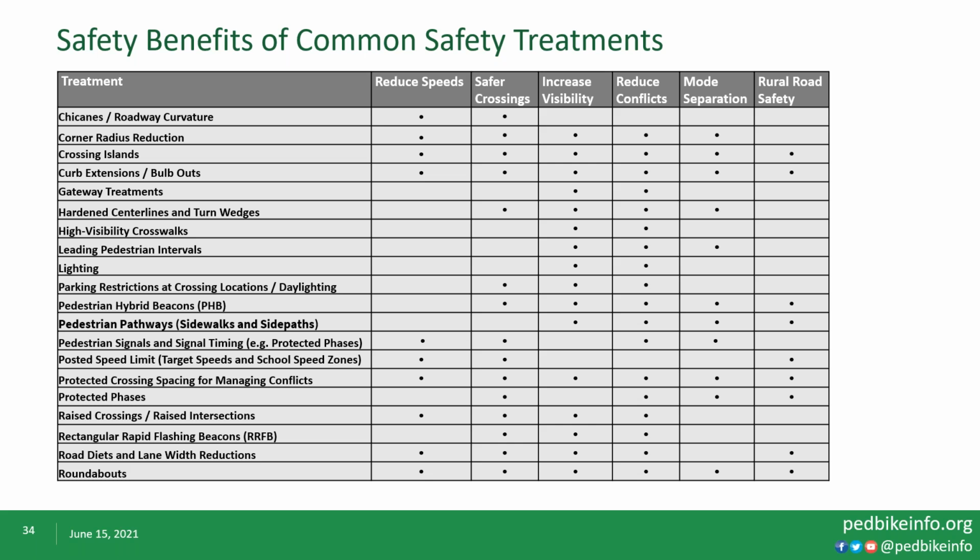So this is a slightly more comprehensive list of those pedestrian safety treatments and their benefits. Really, the key takeaway from this slide is that for every treatment shown, it's expected to help accrue more than one type of pedestrian safety benefit, right? So it might result in lower speeds or safer crossings, increasing visibility between pedestrians and drivers, etc.